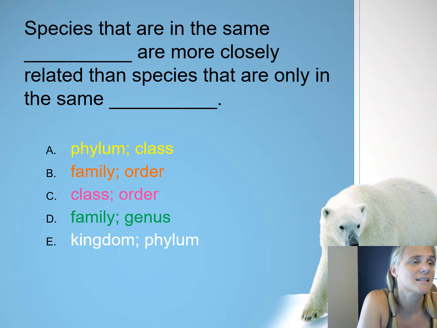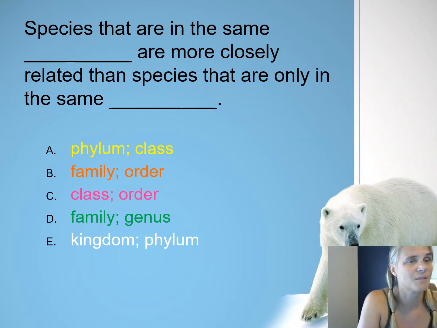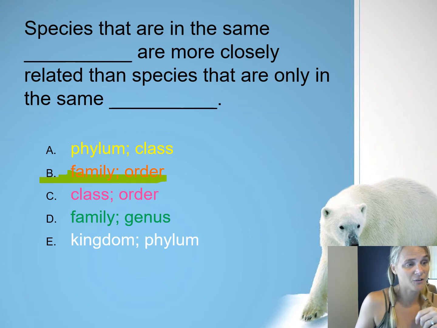All right, let's look at this. Species that are in the same blank are more closely related than species that are only in the same blank. So we need to find something that is a smaller category compared to a bigger category. So is phylum smaller than class? No. Is kingdom smaller than phylum? No. Is family smaller than genus? No. Is class smaller than order? No. But family is smaller than order. So if you're in the same family, you're going to be more closely related than those that are in the same order. Does that make sense? All right.